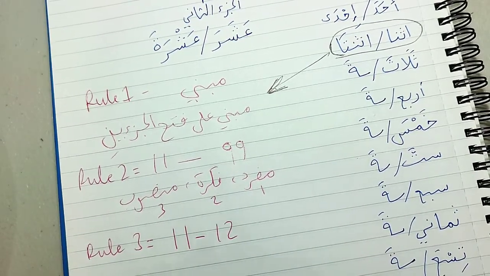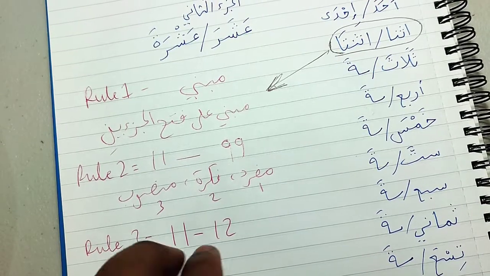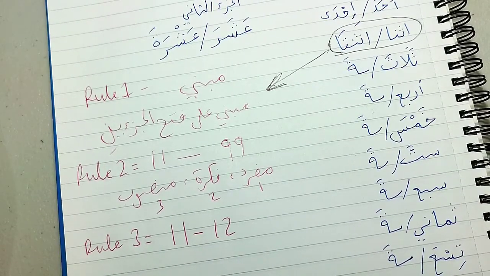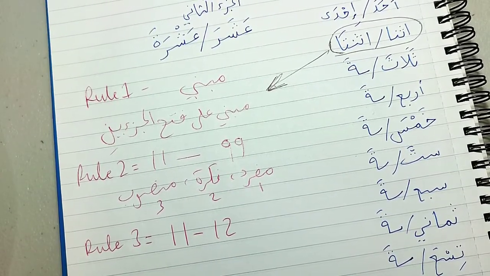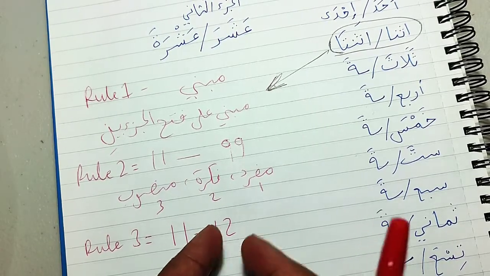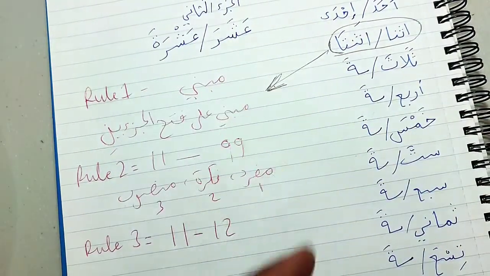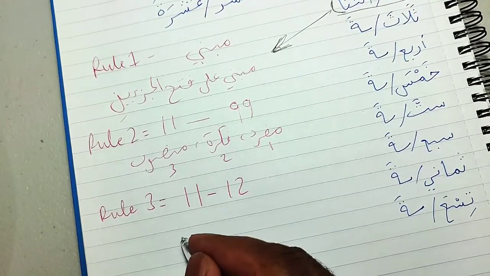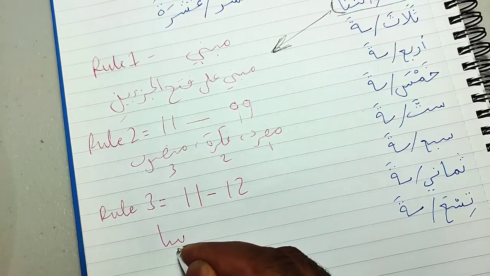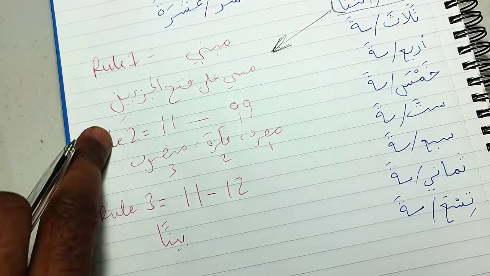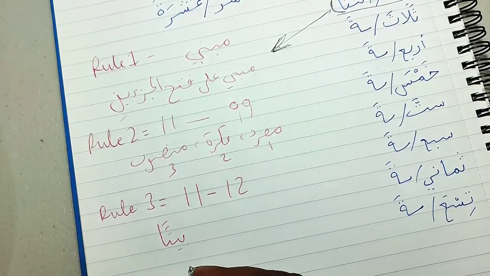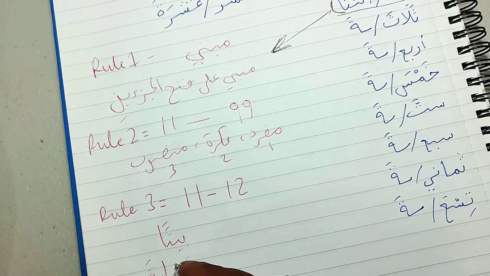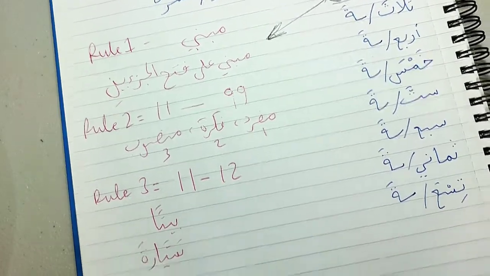Rule number 3 says that for 11 and 12, both parts match the ma'dud in gender. Both parts. So the unit and the 10 will match the thing you're counting in gender. So if we're counting baytan, for example, let's say we have baytan. So that's rule number 2, right? So we have our ma'dud already conforming to the three rules. And sayyaratan. So this is mudhakkar, this is mu'annath.